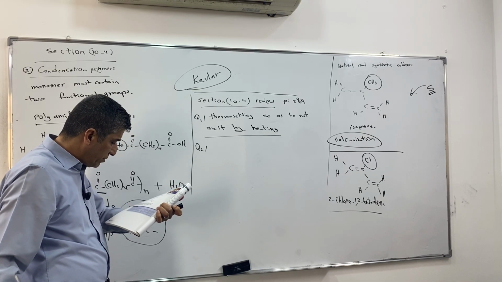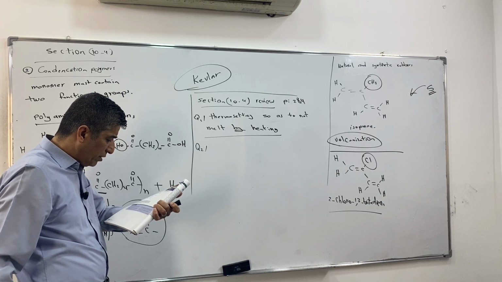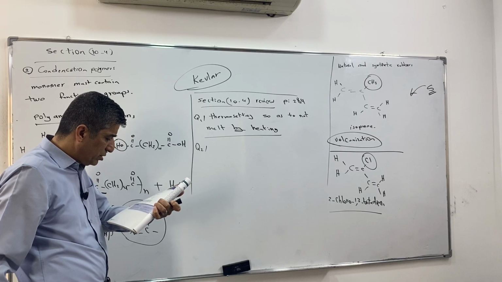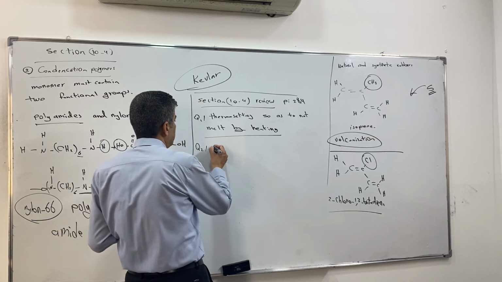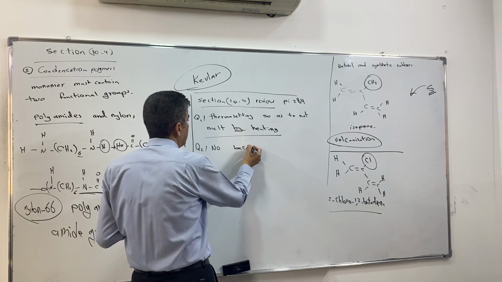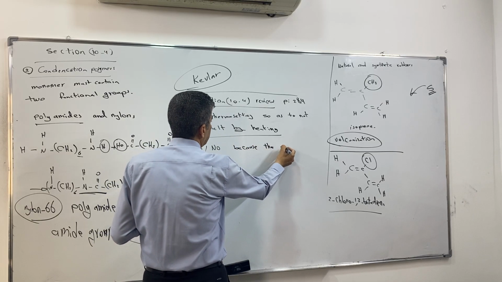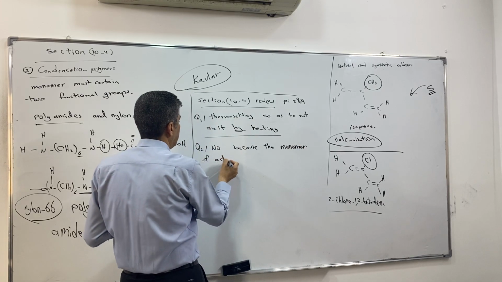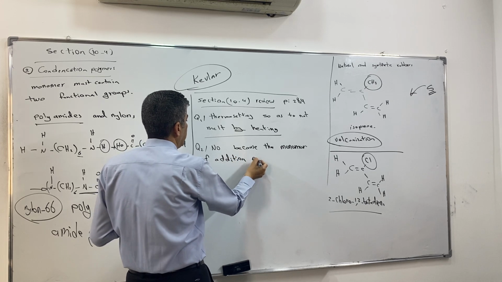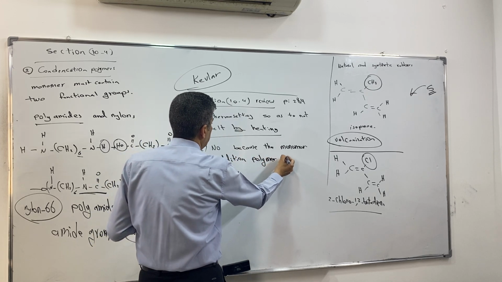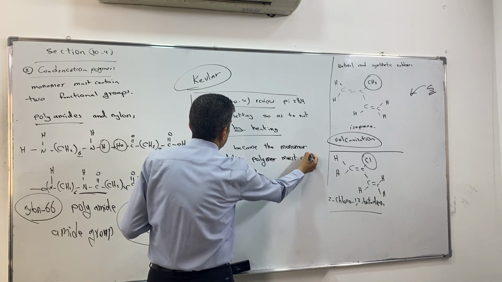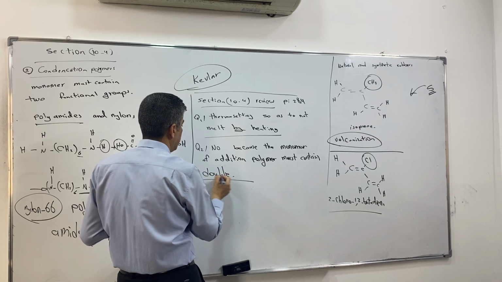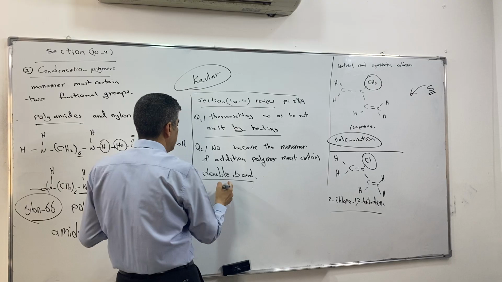Question 2: would it be possible to have addition polymers synthesized from a monomer that has only single bonds? No, because the monomer of an addition polymer must contain a double bond to be added to each other.